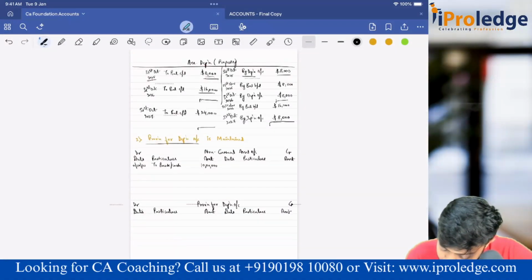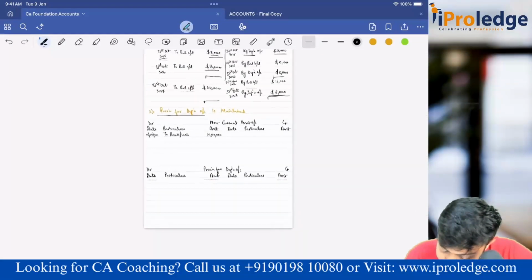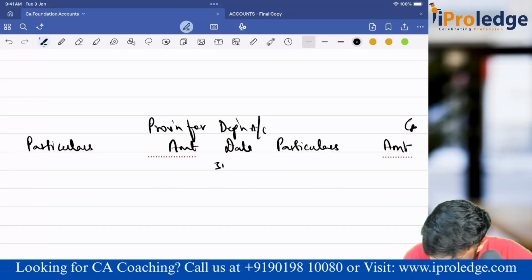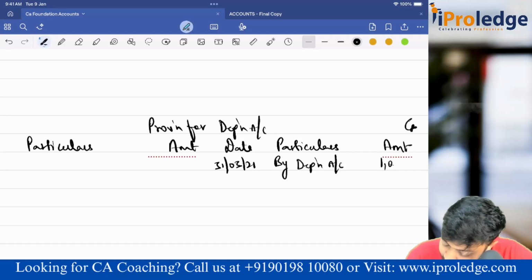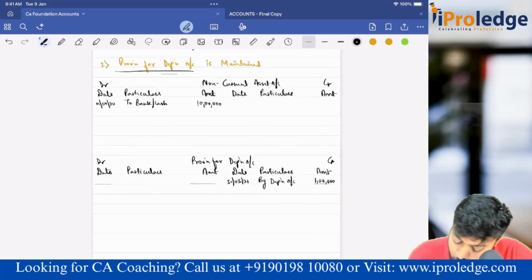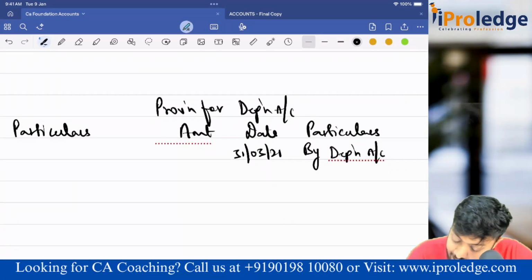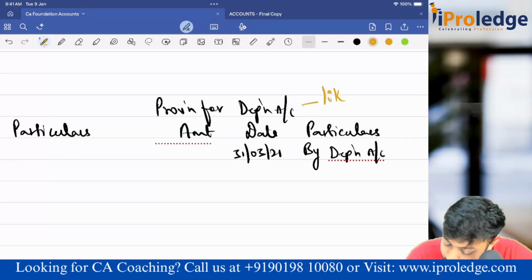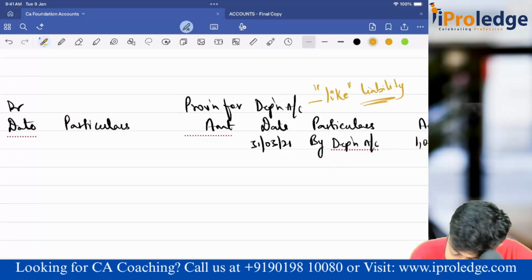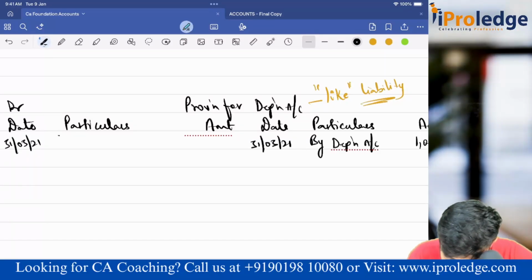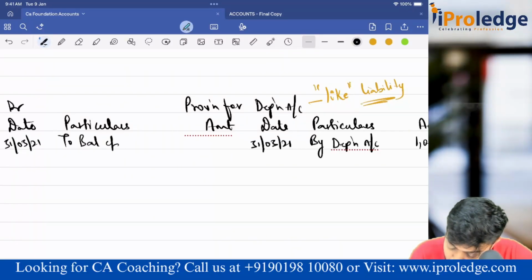So at the end of the year, depreciation account, it is 1 lakh. Done, sir. Then what we'll do? This is like a liability, very important, like a liability for the purpose of accounting. It is not a liability. So it will be carried forward. The balance will be carried forward. Balance carried down.